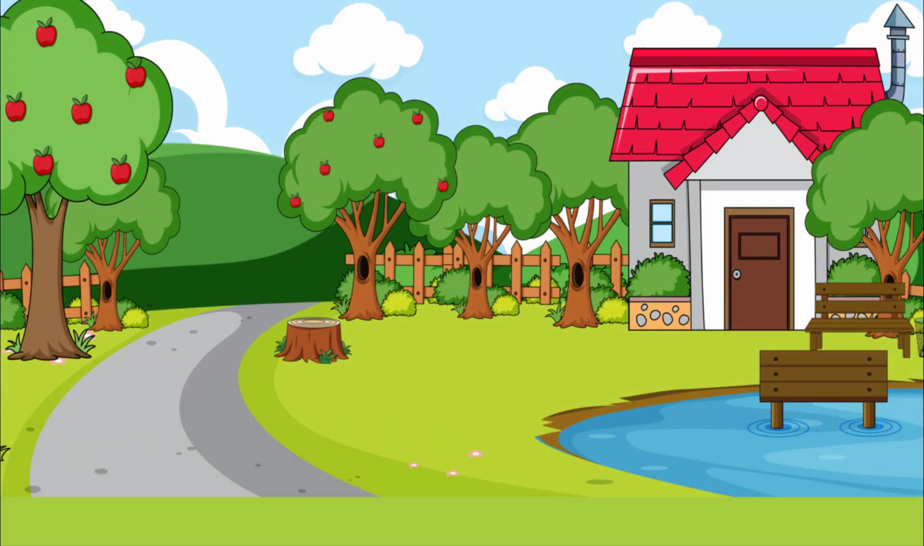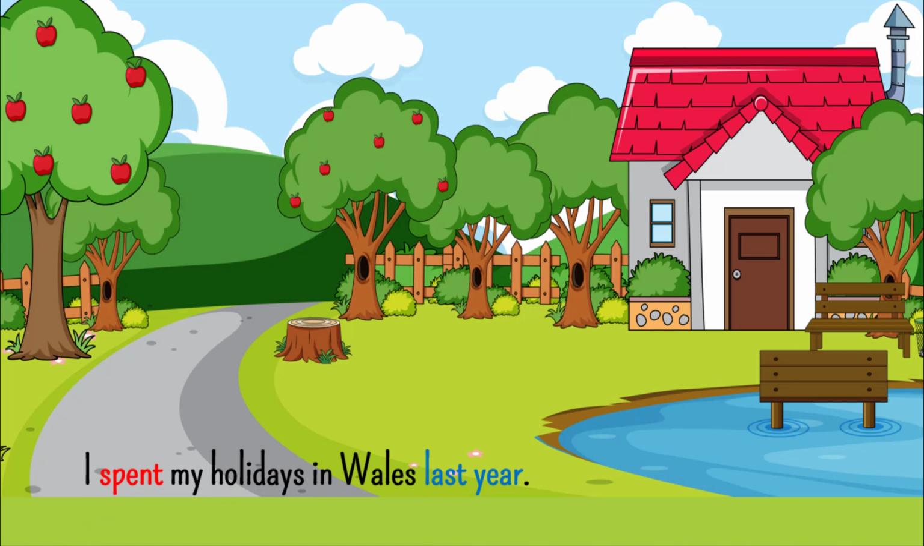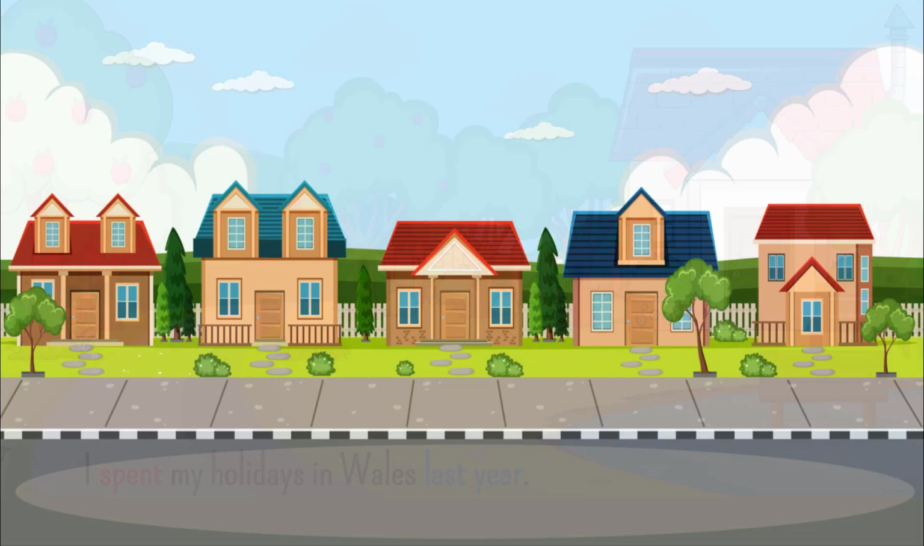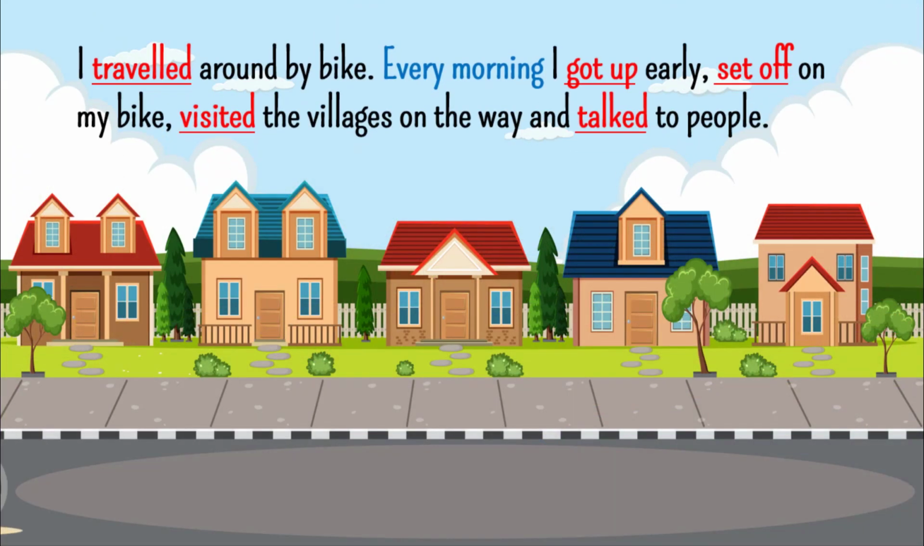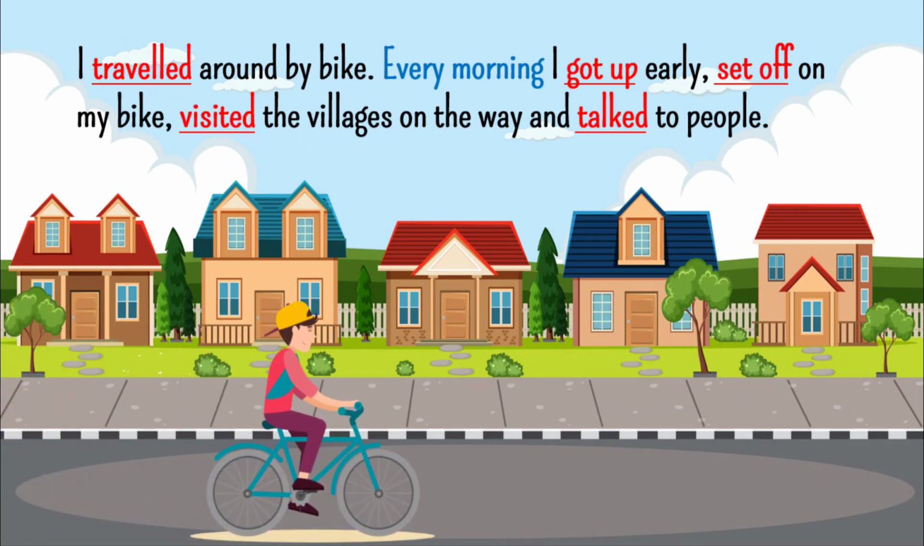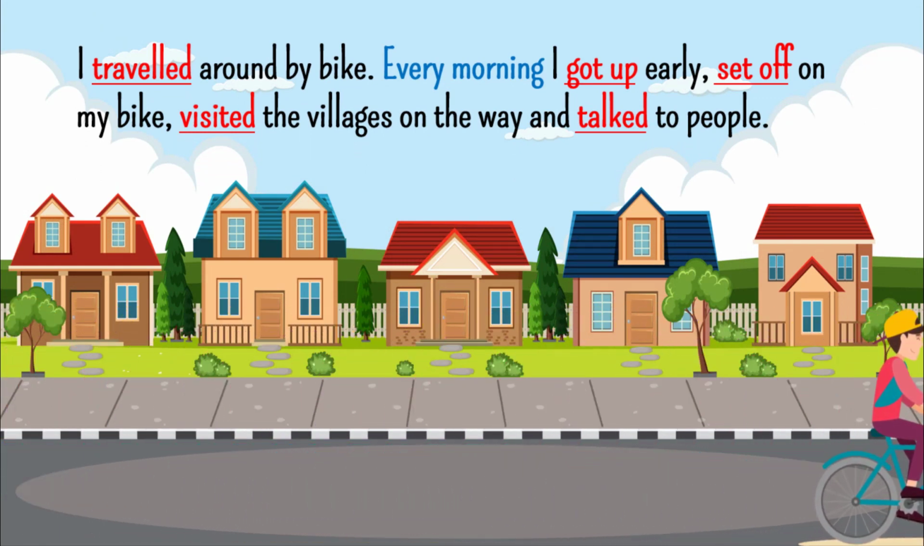Let's read the following story and try to figure out what are the usages for both tenses. I spent my holidays in Wales last year. I traveled around on my bike. Every morning, I got up early, set off on my bike, visited the villages on the way, and talked to people.